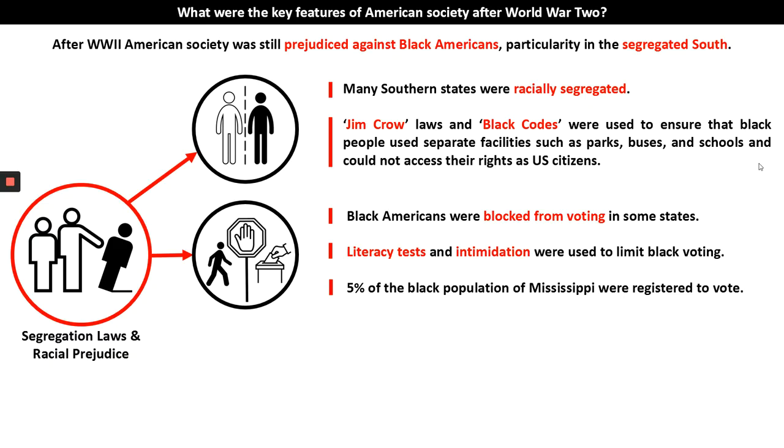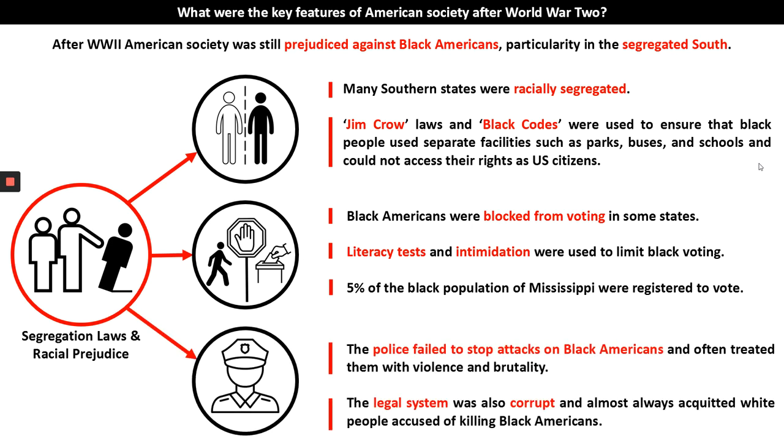Things like literacy tests and intimidation were used to limit Black voting, particularly from groups like the KKK that we've discussed before. And if you take the case of Mississippi, one of the American states, for example, only 5% of the Black population were registered to vote. So clearly the Black Americans were not able to access their rights as US citizens and their right to be involved in America's political system.